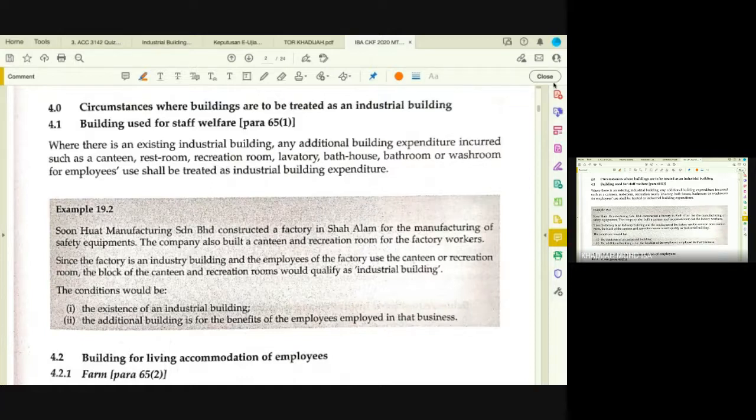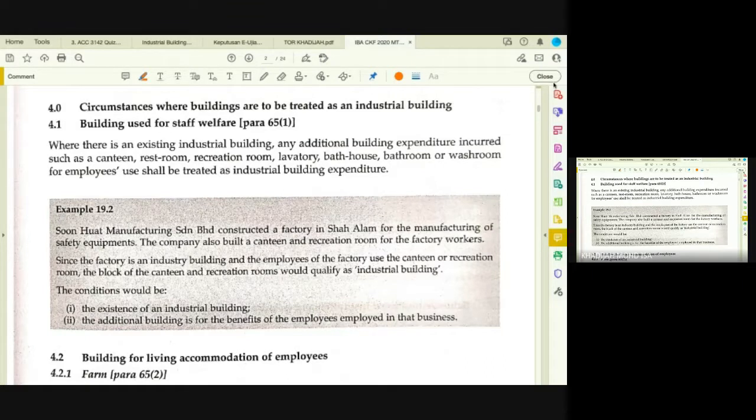industrial building, right? So why do you need to understand this subtopic? Because given a scenario, you have to check whether that building is an industrial building or not. If it's an industrial building, then that will be part of your computation. If it's not, then we call it a non-qualifying building, right? So when it's non-qualifying, then you cannot take that value or the cost into your computation because it's not entitled for the industrial building allowance.